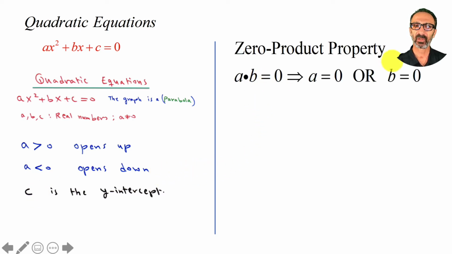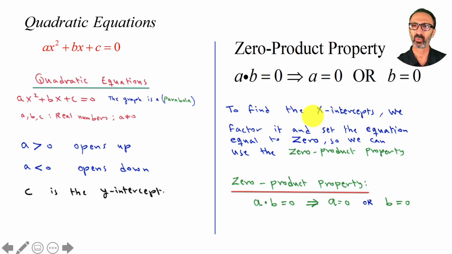The zero product property says that if you multiply a times b and you get 0, that implies either a is 0 or b is 0. That's one thing that we use when we factor. So I have it again here, so let's move on. To find the x-intercepts, we just factor and use this property.